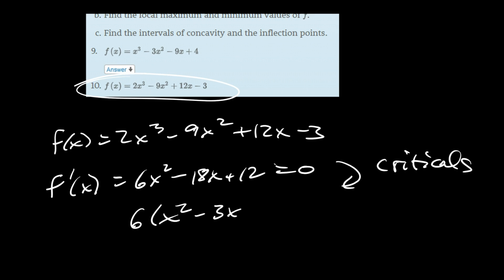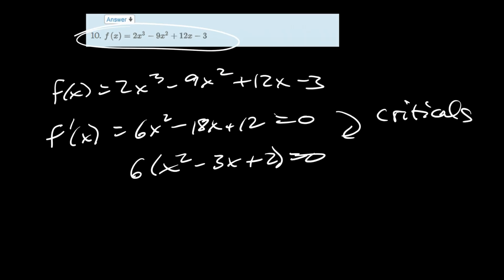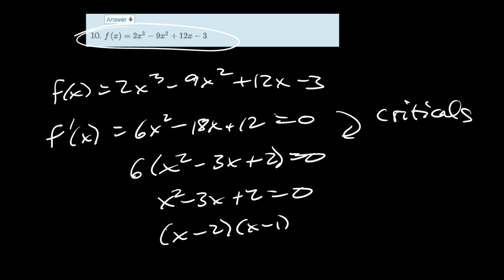So the 6 we don't really need to worry about. Let's just divide by it. So we get x squared minus 3x plus 2 equals 0. And then the 6 will not affect what the critical numbers are, okay? It will affect other things about the graph, but not the critical numbers. And that's really all we're looking for right here. So it's (x minus 2)(x minus 1) equals 0. So the criticals are x equals 2 and 1.